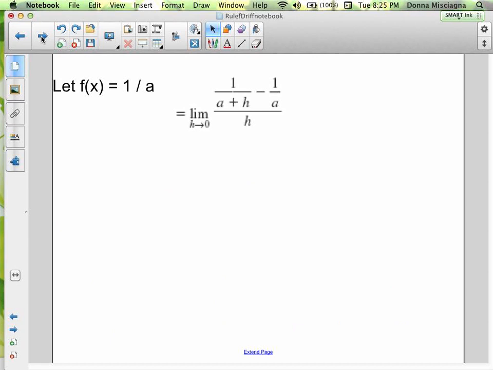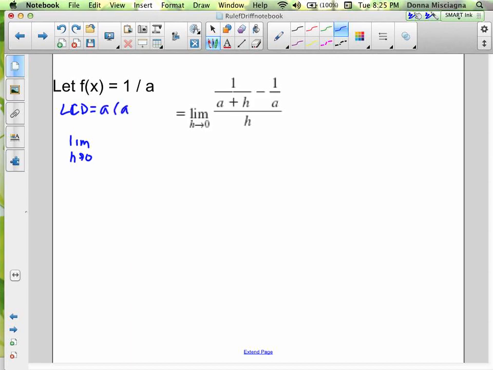All right, so let's take a look at this one. We'll let f of x equal 1 divided by a. And we have our limit definition. It's already set up for us. All right, so we need to get a common denominator there. So that would be the limit as h approaches 0. Our least common denominator is going to be a times a plus h, the product of those, because they don't have anything in common.